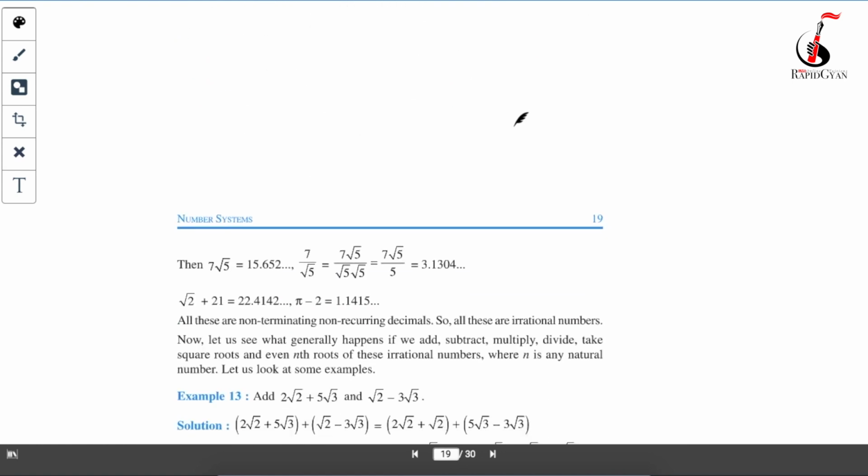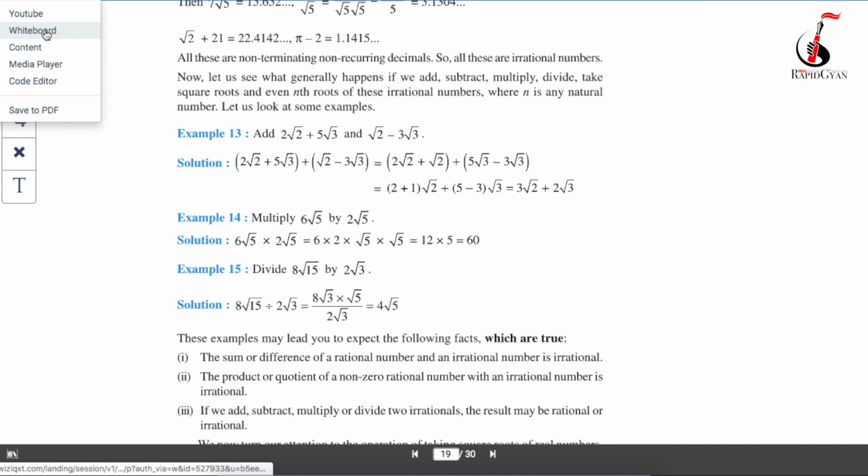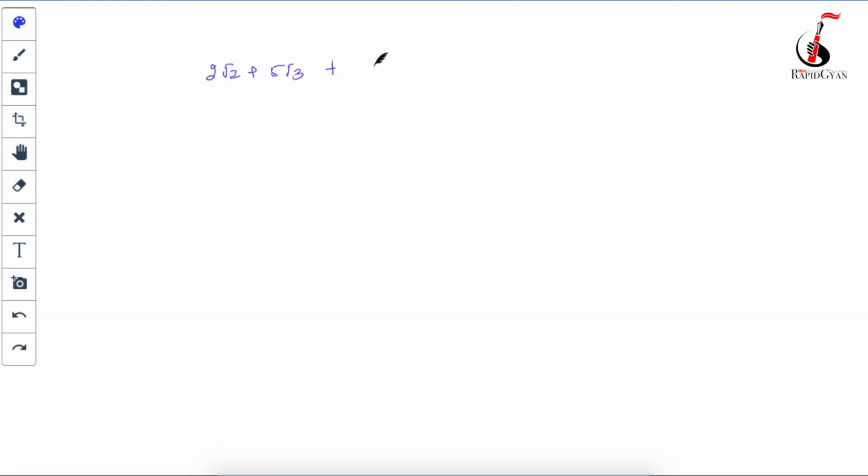Okay. Let's go to your next example. What does your next example say? Add 2 root 2 plus 5 root 3 with root 2 minus 3 root 3. Let me write it over here: 2 root 2 plus 5 root 3, you will have to add it with root 2 minus 3 root 3. So you will have to add this.